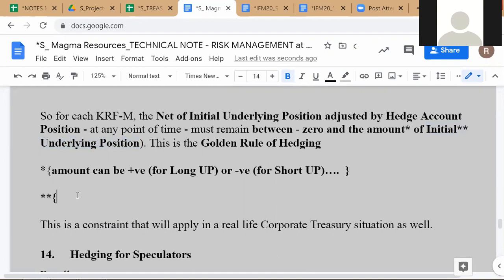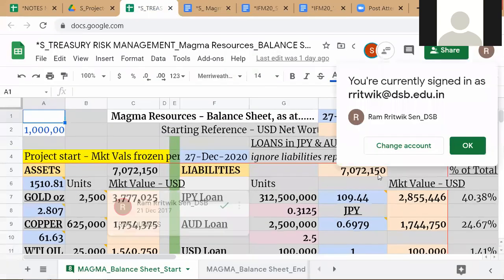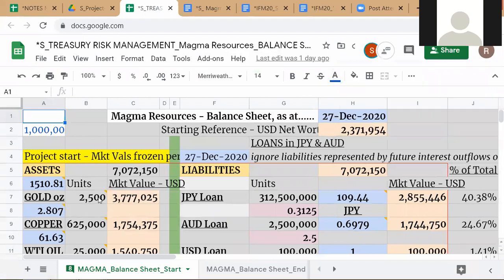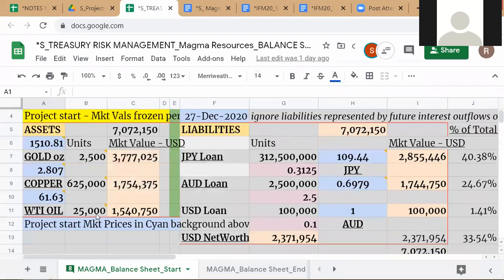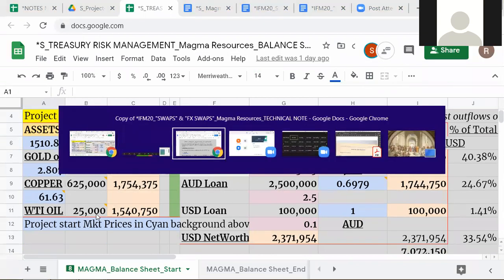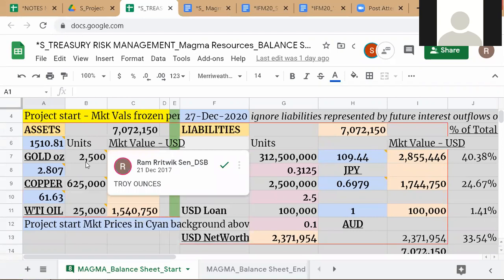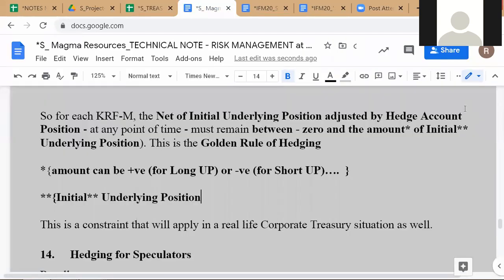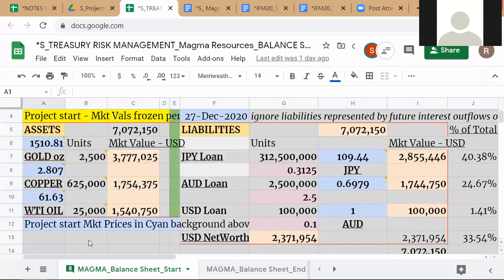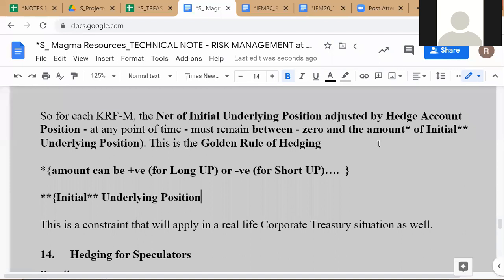When you're running a real life program, what this means is, I'm going to write it out. Before I write it down, I will tell you what I'm talking about. What I'm going to write down now is the observation, the little footnote, which is that in real life, when you're talking about initial underlying position in the context of the golden rule of hedging, the initial underlying position is to be modified by fresh updates.